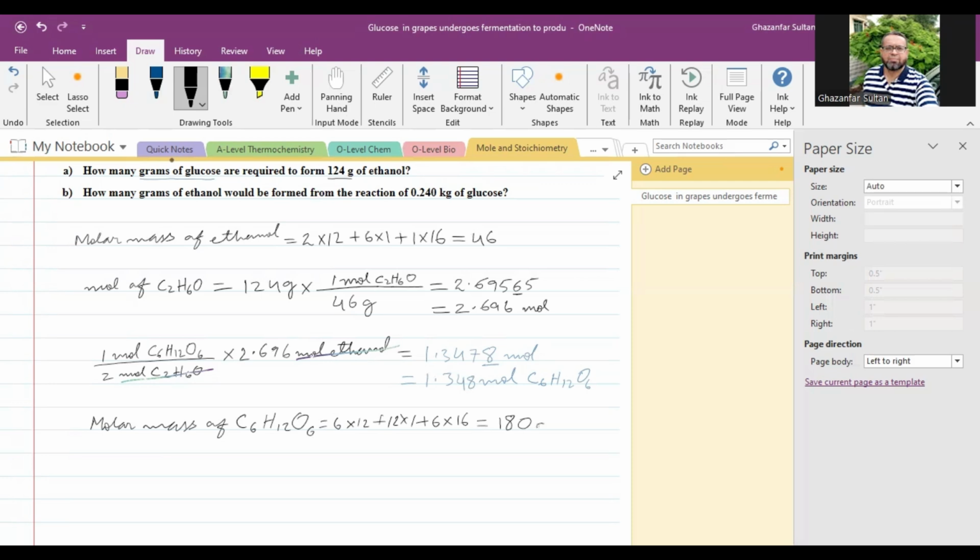So the molar mass is the mass of 1 mole of a substance. So the mass of 1 mole of glucose is 180. Now you have to convert these moles into gram. So what to do? You should put the mass in the numerator, gram glucose, and moles in the denominator.